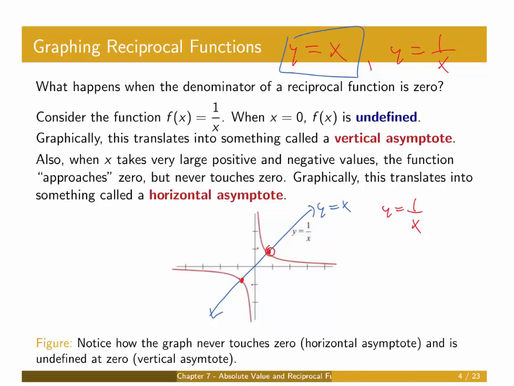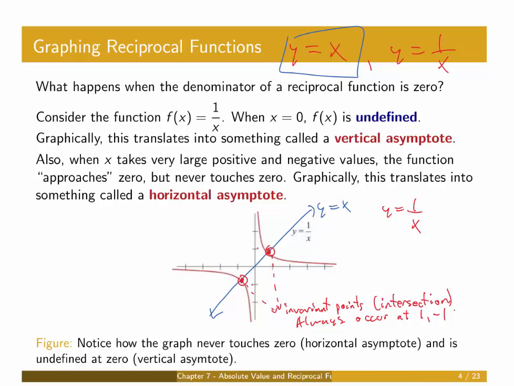These points right here are called invariant points, or intersection points, and they always occur at 1 and negative 1. That's because the reciprocal of 1 is 1, and the reciprocal of negative 1 is negative 1. Therefore, the reciprocal function and the function itself, f of x, will equal each other and therefore intersect.